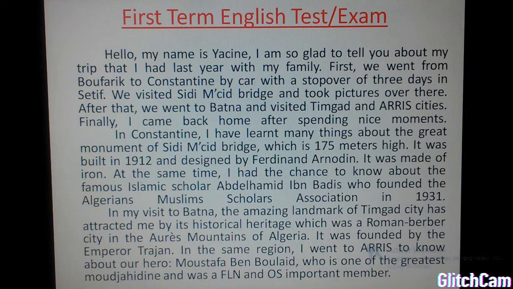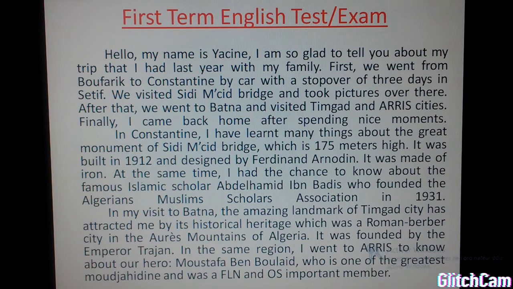In Constantine, I have learned many things about the great monument of Sidi M'Cid Bridge, which is 175 meters high. It was built in 1912 and designed by Ferdinand Arnodin. It was made of iron. At the same time, I had the chance to know about the famous Islamic scholar Abdelhamid Ibn Badis, who founded the Algerian Muslim Scholars Association in 1931. In my visit to Batna, the amazing landmark of Timgad city attracted me by its historical heritage, which was a Roman Berber city in the Aures mountains of Algeria. It was founded by the Emperor Trajan. In the same region, I went to Arris to know about our hero, Mostefa Ben Boulaid, who is one of the greatest mujahideen and was an important member of the FLN and OS.